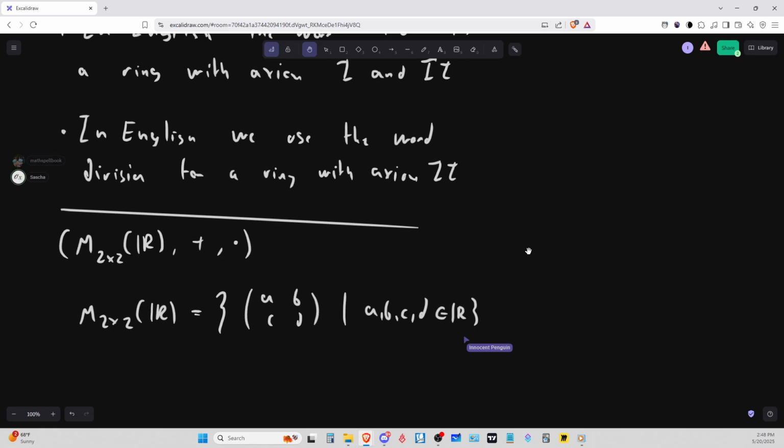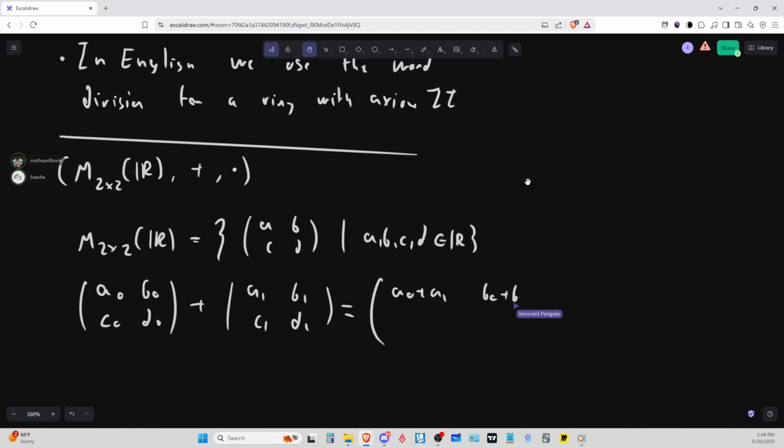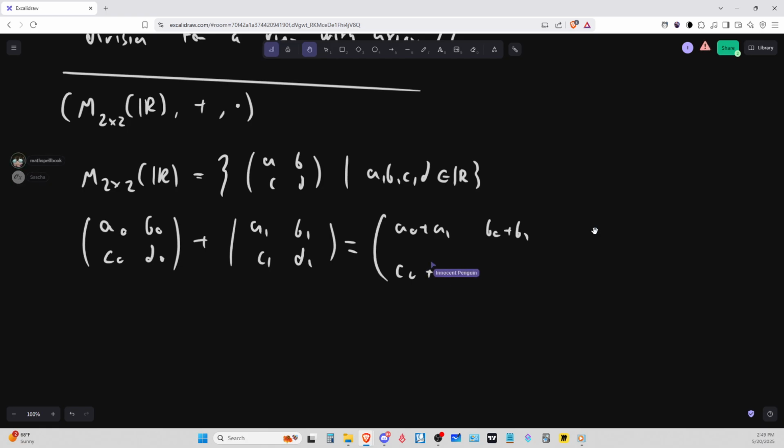So you have an obvious way to add two matrices. Basically you have a matrix with entries a0, b0, c0, d0, and another matrix with entries a1, b1, c1, d1. You can just do the obvious thing, add them component by component: a0 plus a1, b0 plus b1, c0 plus c1, d0 plus d1. And also you have a notion of matrix multiplication, right?